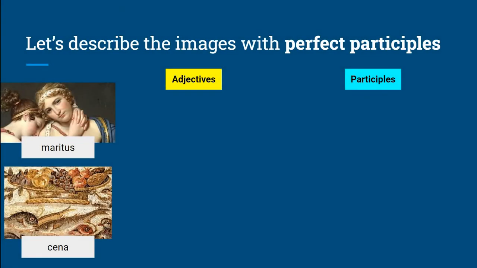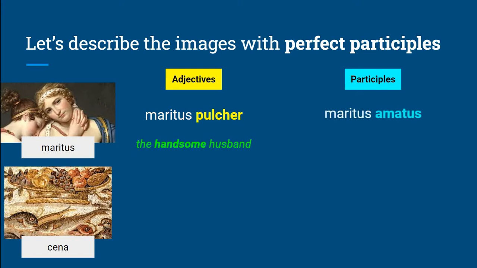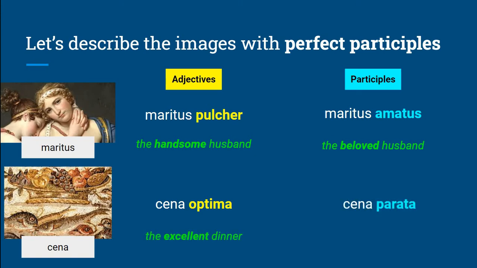The same is true of perfect passive participles. So we've got a maritus in our first image, a husband. You could say he's a maritus pulcher, a handsome husband, or using a participle you could say he is a maritus amatus, a beloved or loved husband, which he certainly seems to be. In our second image, we have a cena, a dinner, and we could say it's a cena optima, an excellent dinner, or equally we could say that the cena is parata, the dinner is prepared, the dinner is ready.